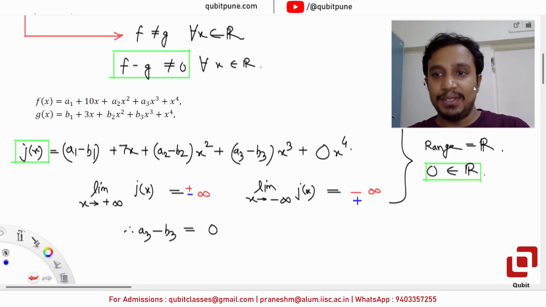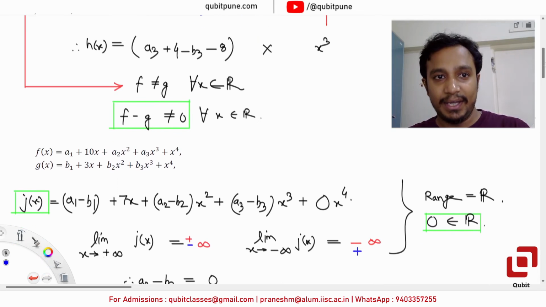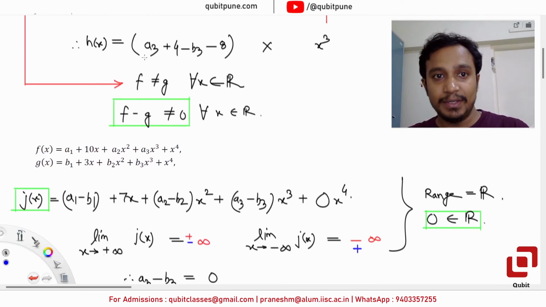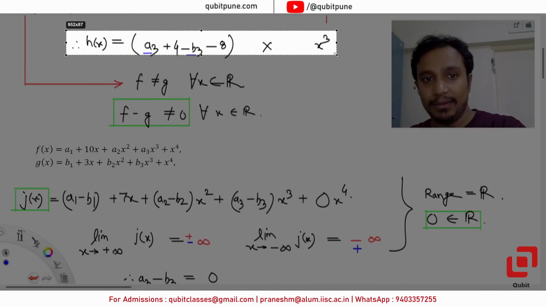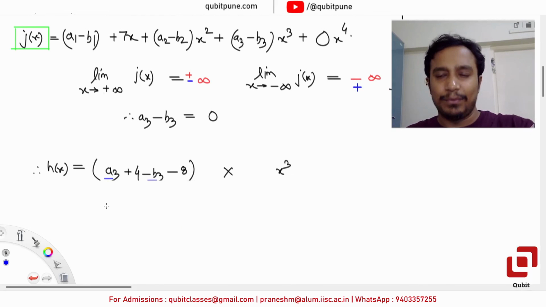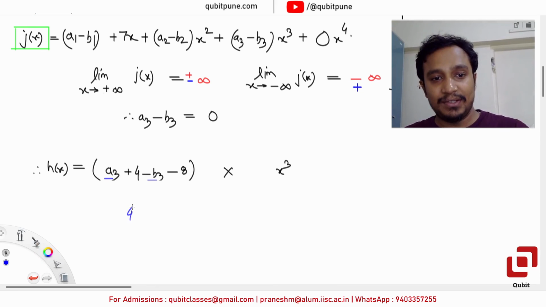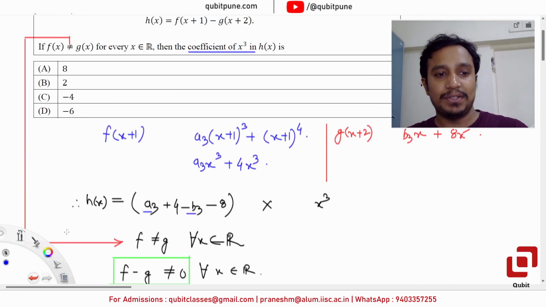इस a3 minus b3 को सब्सटीट्यूट करो हमारे कोएफिशिएंट में, h of x के x क्यूब के कोएफिशिएंट में a3 minus b3, ओके. तो h of x में जो कोएफिशिएंट है x क्यूब का, सॉरी आई रोटेड h of x, लेकिन समझ लेना कि वो x क्यूब कोएफिशिएंट है. अभी अगर a3 minus b3 0 है तो हम लोगों को मिलेगा 4 minus 8 which is negative 4, and that is option C.